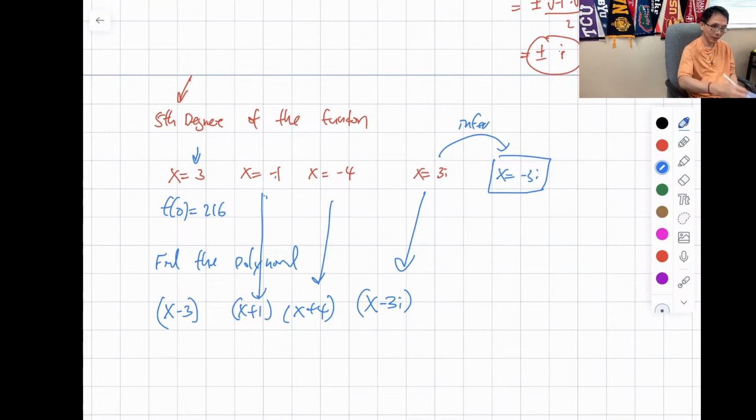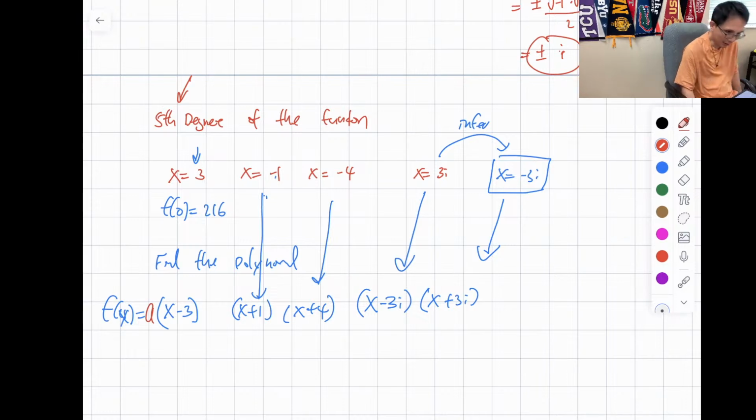And guess what? This one has offered another one, even inferring. If you have one complex solution, there must be a second one following. So what is this one called? x plus 3i. Also, f of x is equal to this, right? Obviously, there's an a value right here. We don't know what a is. But then let's go find it.